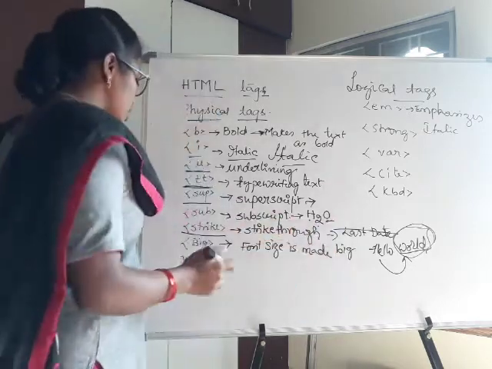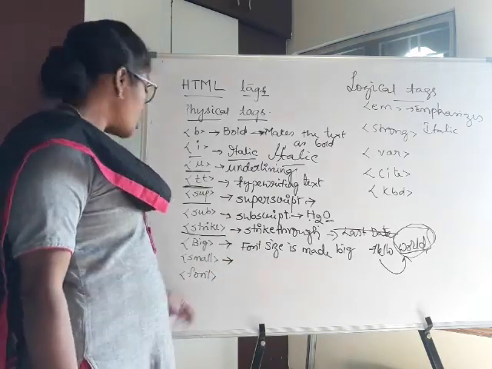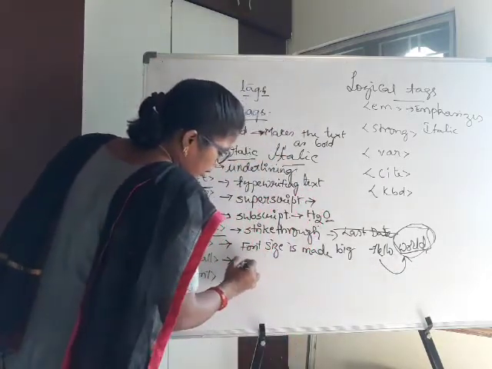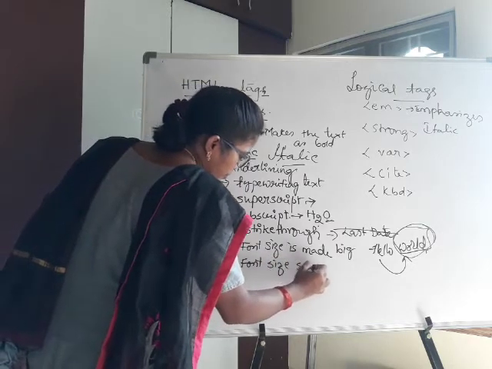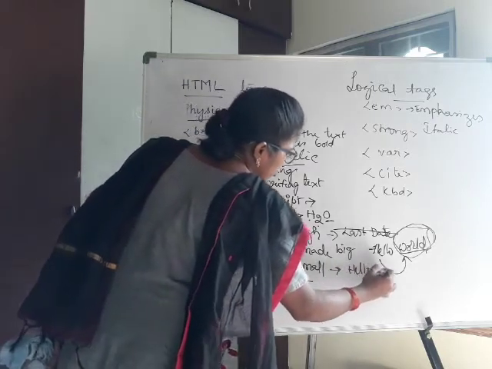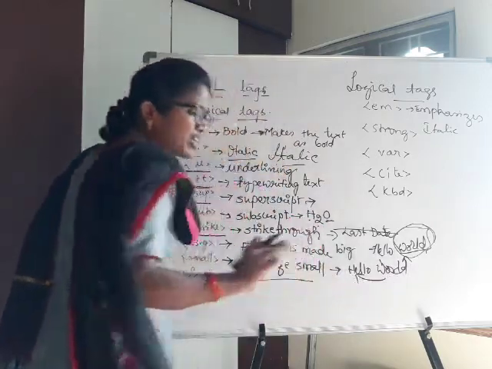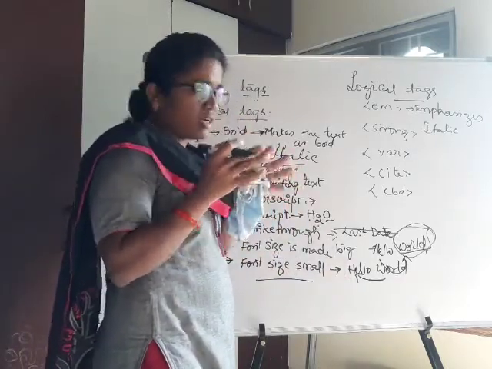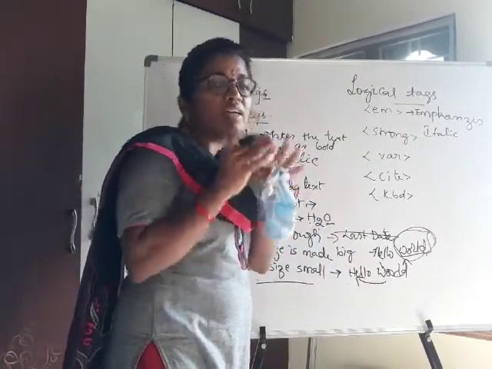Okay, next is small. Small is the other case, where it makes the font size small. Suppose I want hello world to be printed onto the screen, and I want hello to be smaller than world, so I will keep hello in the small tag. So hello will be represented smaller than world.